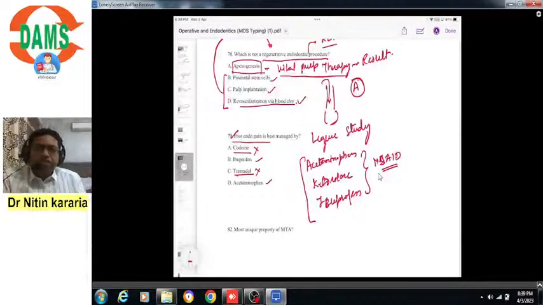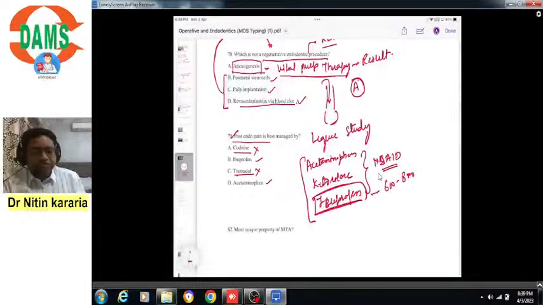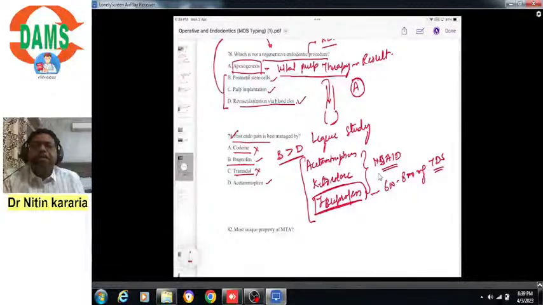This study also found that ibuprofen in high doses of 600 to 800 milligrams, 3 times a day, is the most effective drug in curbing the pain associated with endodontic pathologies. So the option B is definitely given preference over acetaminophen. B would be the answer here. Coming over to the next question.